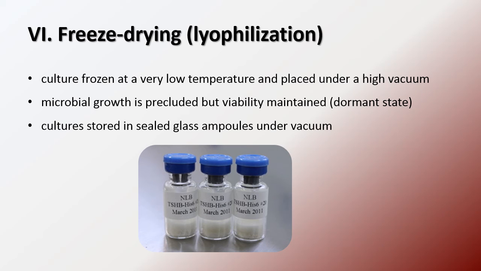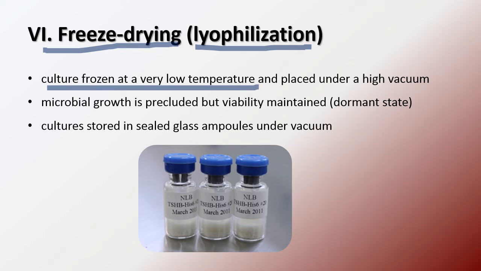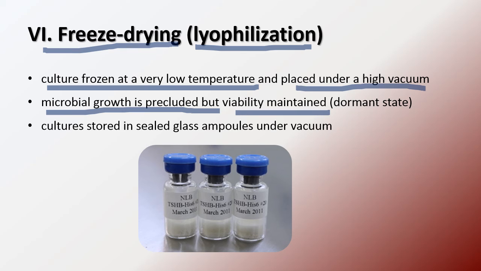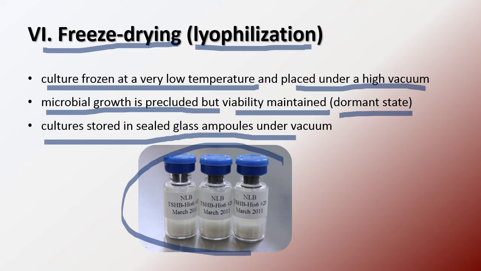Okay, the following method of preservation is freeze drying, also known as lyophilization. Usually the culture is frozen at a very low temperature and placed under a high vacuum. When you put a liquid culture in a low temperature and a high vacuum, usually the liquid will turn into a powder. In the powder form, microbial growth is precluded, but viability is maintained. Which means the bacteria are usually in a dormant state, and the cultures are stored in sealed glass ampoules under vacuum. So it usually looks something like this.